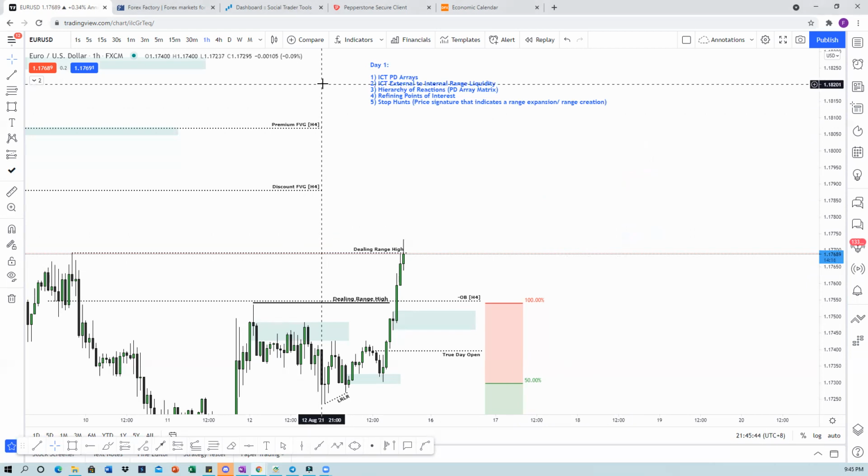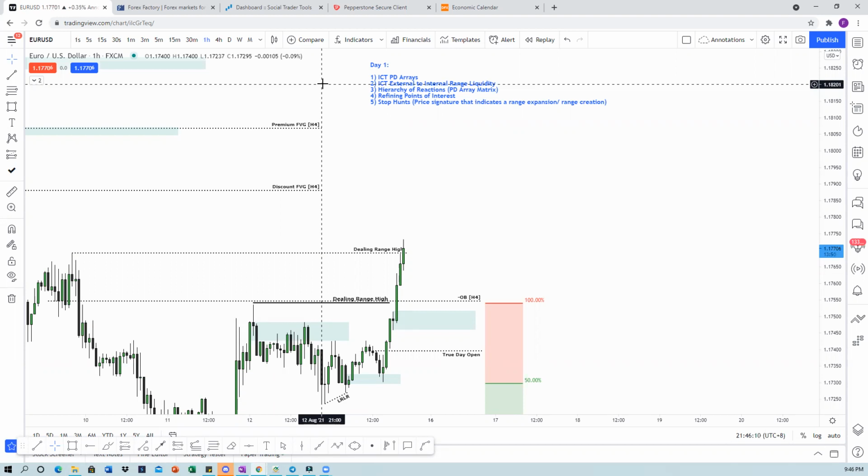Refining points of interest. Now, when we refine points of interest, it's this: refining into the 1 minute, refining into the 5 minute, it's futile. I know a lot of groups like to show, okay, I'm refining 1 hour into 1 minute, 1 hour into 5 minutes. It's futile because I'll tell you why.